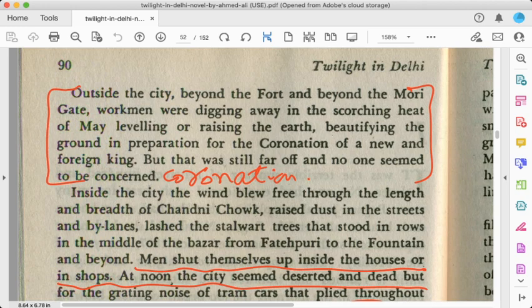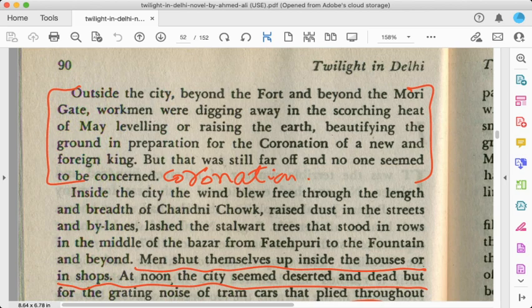Outside the city, beyond the fort and beyond the Mori gate, workmen were digging away in the scorching heat of May, leveling or raising the earth, beautifying the ground in preparation for the coronation of a new and foreign king. But that was still far off, and no one seemed to be concerned.